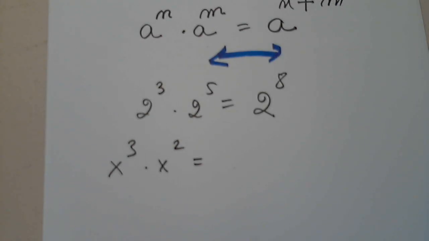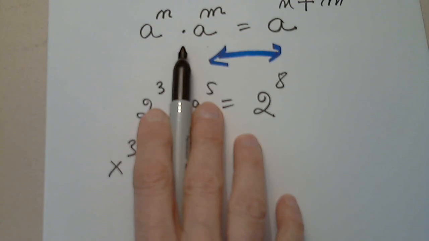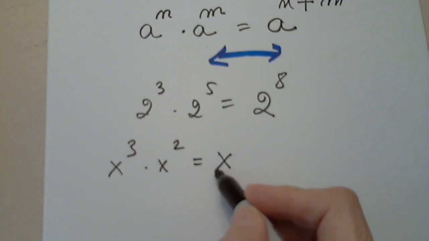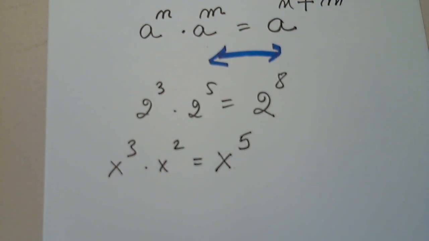Copy the base. Do not multiply the exponents. But this is the product rule. You have to copy the base and add the exponents. Without this, we don't know how to multiply polynomials.